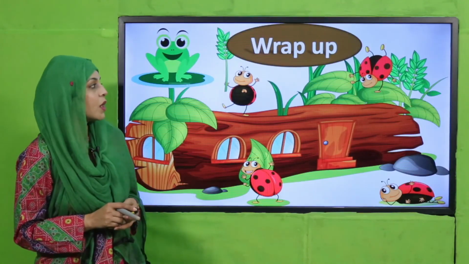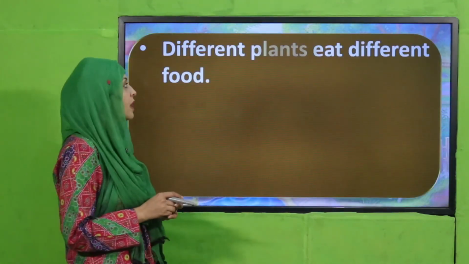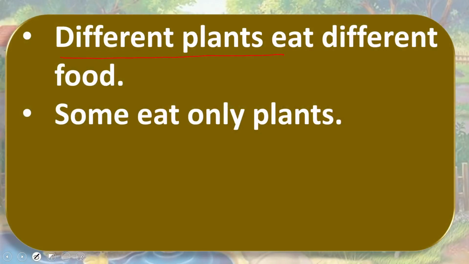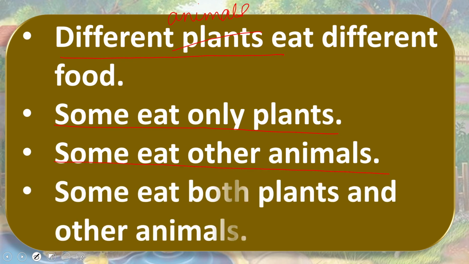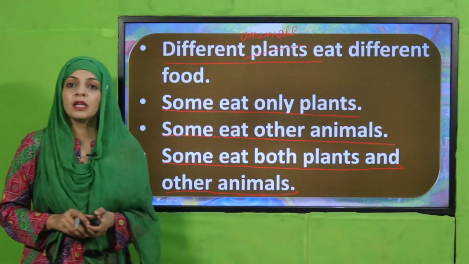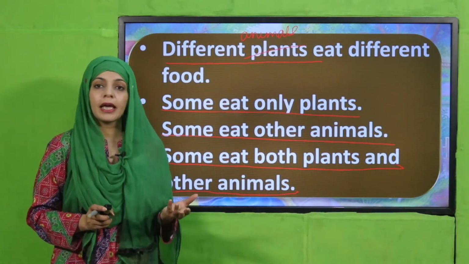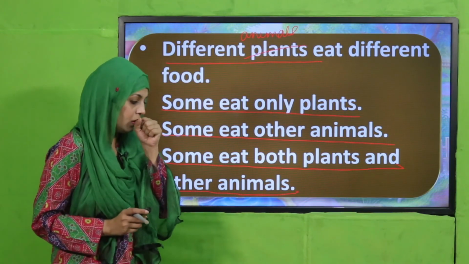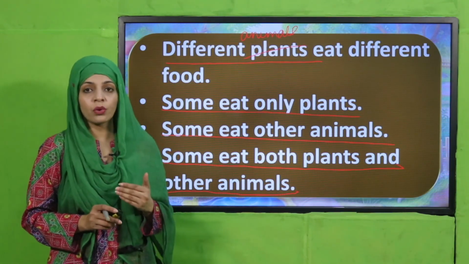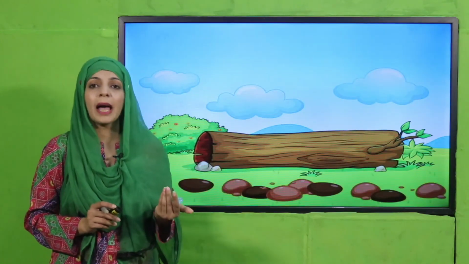Okay, now let's move forward towards the wrap up, my dear students. So today we have learned that different plants, different animals eat different foods, and some only eat plants, some eat other animals, some eat both plants and other animals. So my dear students, कुछ जानवर जो है वो पौधे खाते हैं, कुछ गोश्त खाते हैं, कुछ दोनों चीजें खाते हैं सॉरी पौधों को और जानवरों को. So ये eating habits हैं animals की.